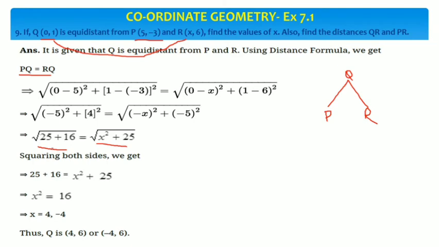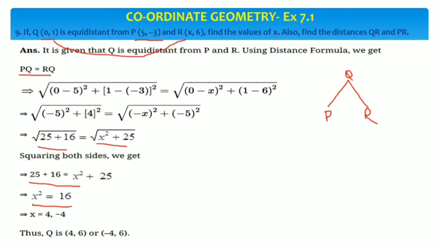Now we will take the square of both sides, we will get this expression. Upon solving, we will get x square equal to 16, and when we take the square root of 16, it will become 4 and minus 4. We know that whenever we find the square root of any number, it comes both in plus and minus. So here the value for x is 4 and minus 4.